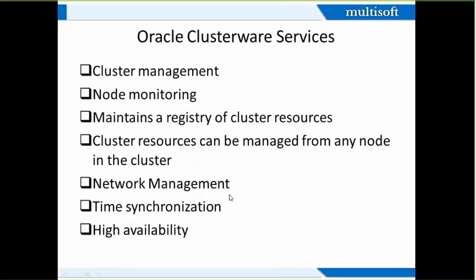Next is time synchronization, which means automatically synchronizing the timestamp of all the nodes in the cluster, right? All the nodes should be synchronized with each other in regard to time. Next is high availability. This clusterware monitors and restarts any of the resources that are going down. The prime responsibility of this clusterware is to manage the resources. If a resource is not available, it automatically tries to restart that resource.